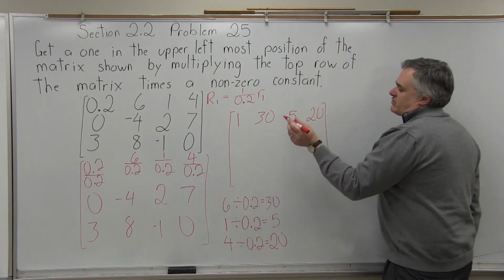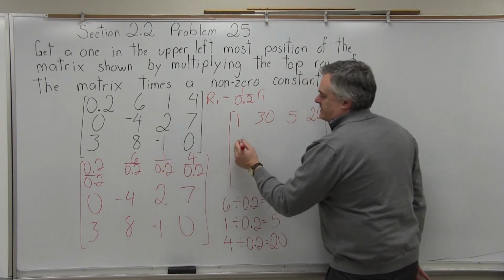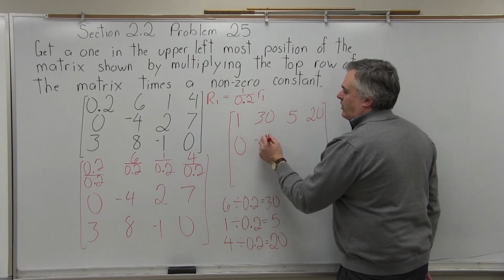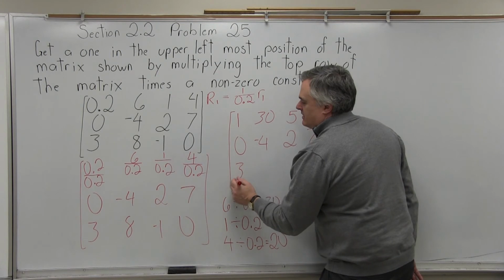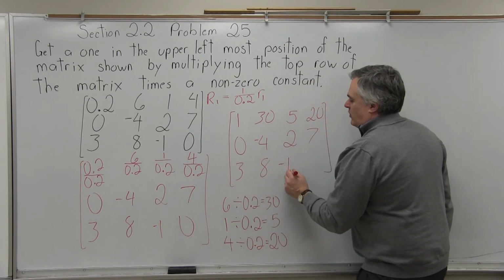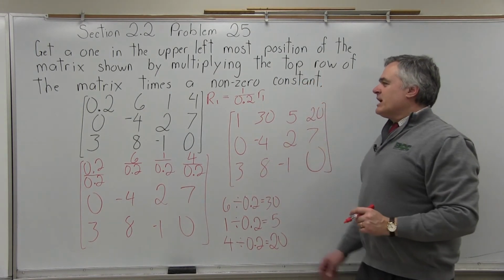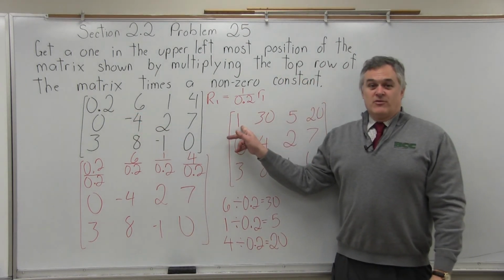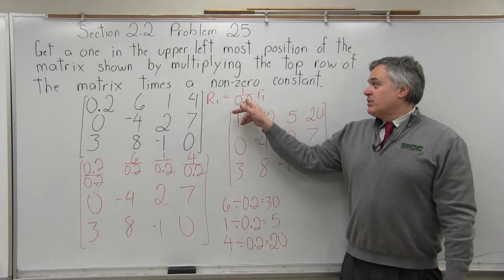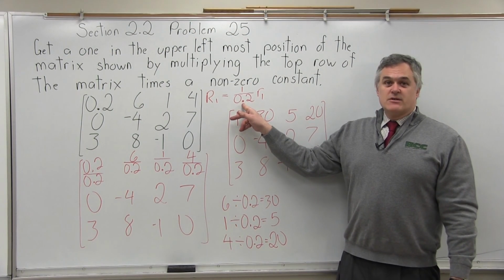Now, I've simplified that top row. The middle row is fine the way it is. It can stay 0, negative 4, 2, 7. And the bottom row can also stay the way it is. 3, 8, negative 1, 0. So even with that weird decimal, we were able to get a 1 in the upper leftmost position by multiplying the top row times a value that's not 0.